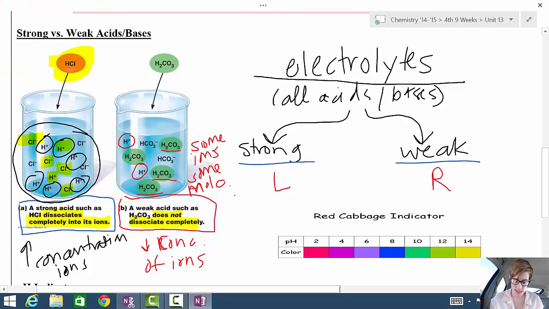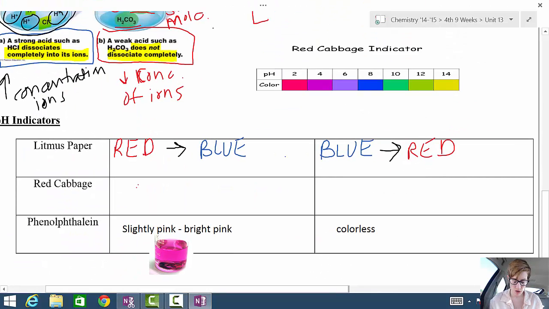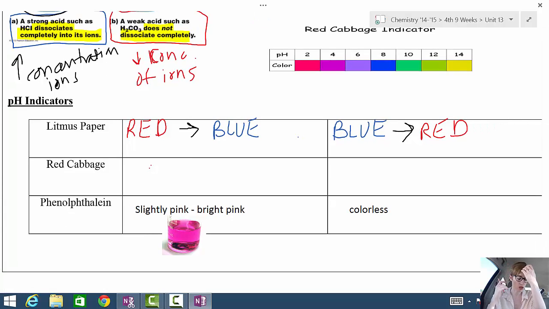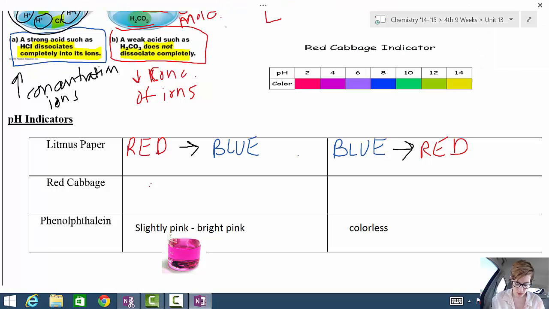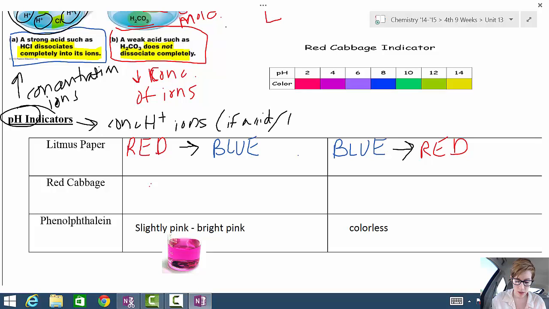Last thing I want to talk about today, this is kind of a shorter video, I want to talk about indicators, pH indicators. So we talked about the pH scale just very, very briefly, and I mentioned how the pH scale basically just tells us the concentration of H+ ions. So it tells me if something is an acid or if something is a base. And so what I have to indicate the pH of different substances, to indicate if a substance is an acid or a base, are these indicators. Okay?